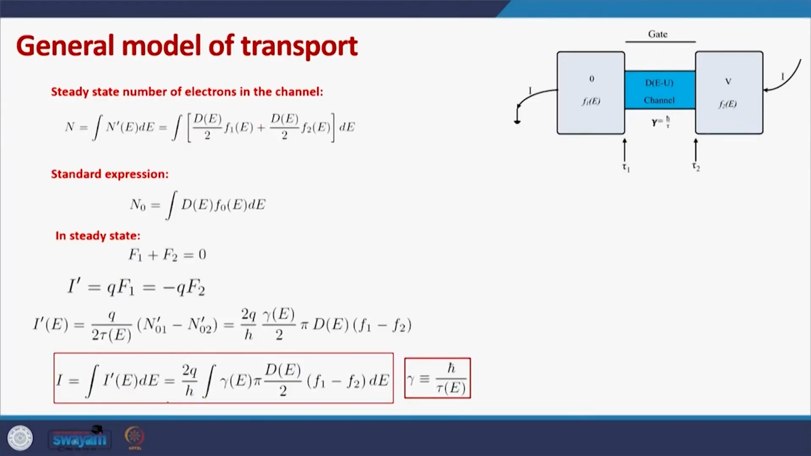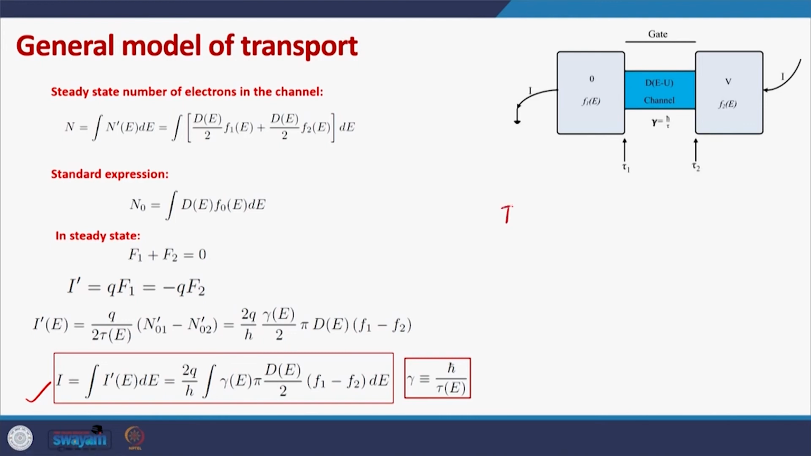So, with these equations we will now see how we obtain a new idea, a new notion in the device analysis, which is generally known as the modes in the channel. Okay. So, this is the expression for the current.